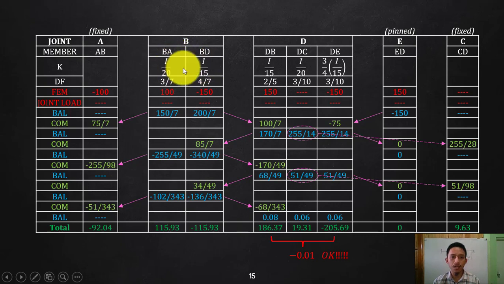So get the distribution factor. Add this one. This divided by the summation is 3 over 7. This divided by the summation is 4 over 7. You can check that one.